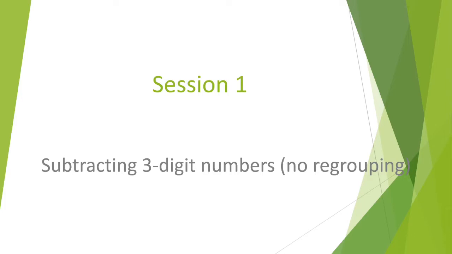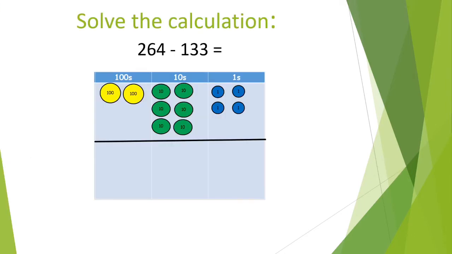This session is all about subtracting 3-digit numbers. So at the top of the screen you will see a calculation. It's a 3-digit take away a 3-digit number. Okay, so you will see the place value grid as well here at the top. And we have made the first number. So the first number is 264.